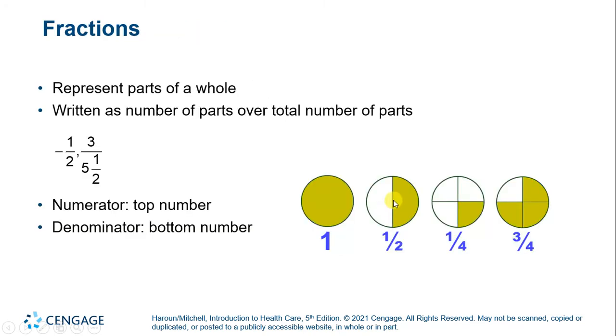Fractions represent parts of a whole, so they're written as the number of parts over the total number of parts, such as 1/2. The numerator is the top number, the denominator is the bottom number. And there you see in the kind of pie form what these different fractions represent.